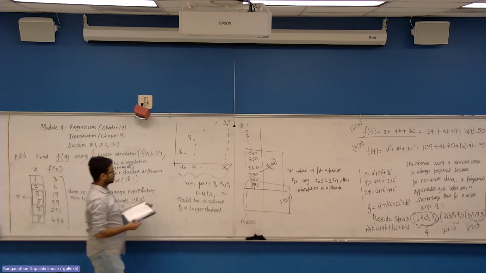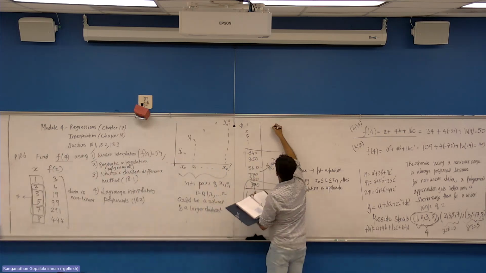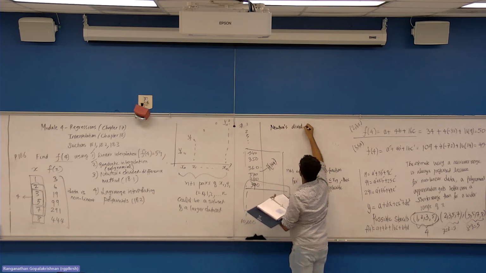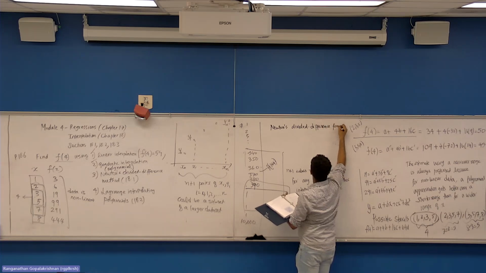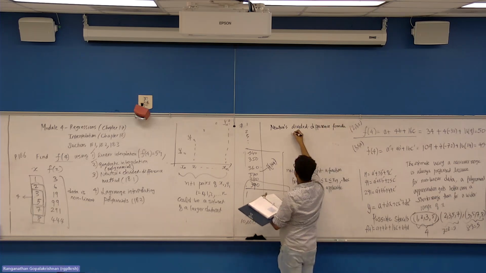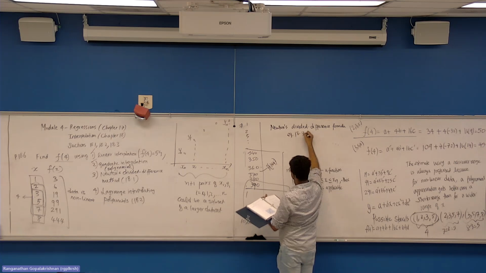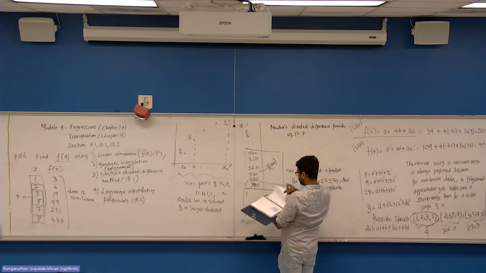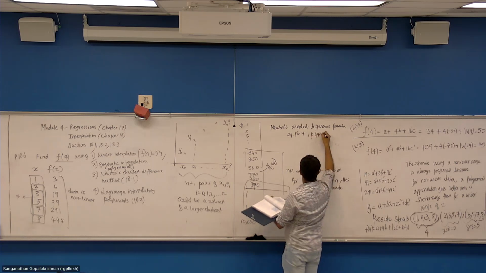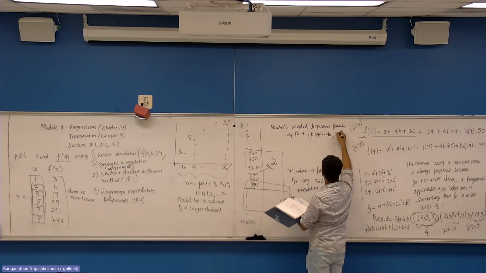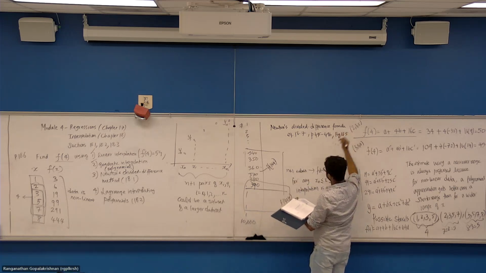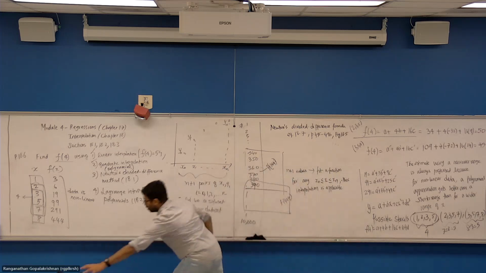It's denoted Newton's divided difference formula. This is given as equation 18.7 in the book, and it's also explained on pages 495 and 496, and in figure 18.5.